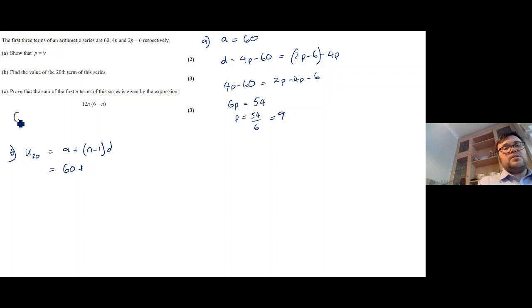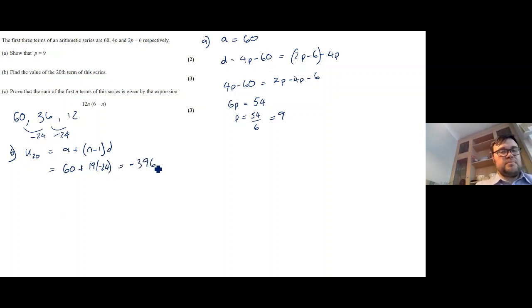So that's 60, and the next term is 4 times 9, and 4 nines are 36. So that is a common difference of minus 24. Just to check that is the case, 18 minus 6 is 12, which is minus 24. So the common difference is minus 24. So I've got 60 plus 19 times minus 24, which will give me minus 396.